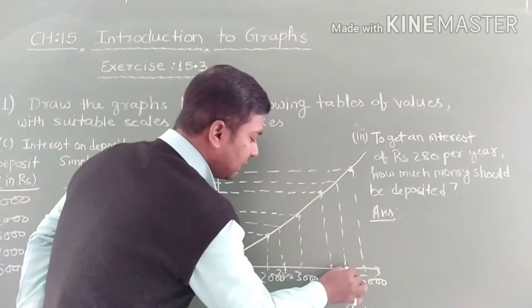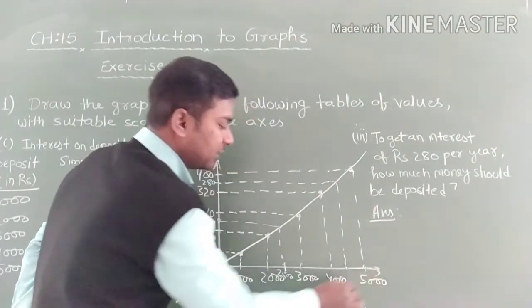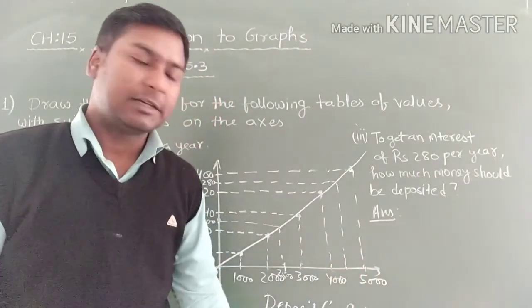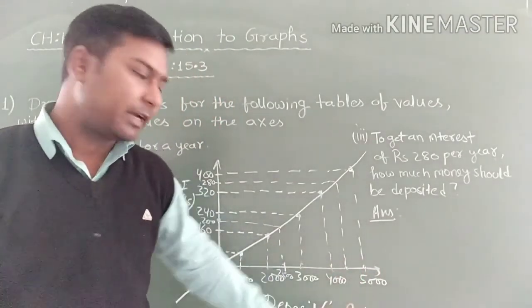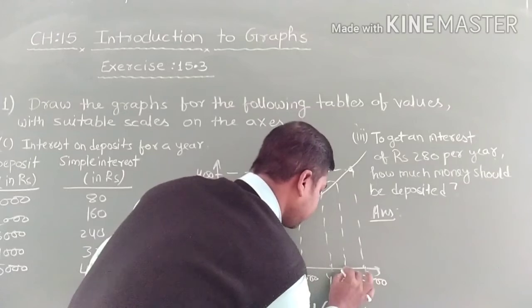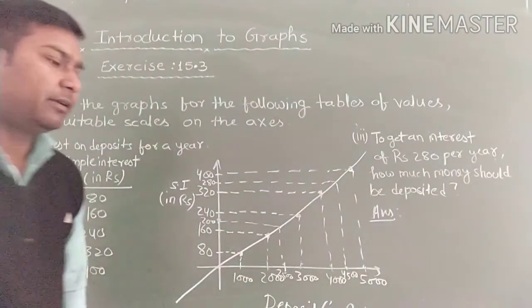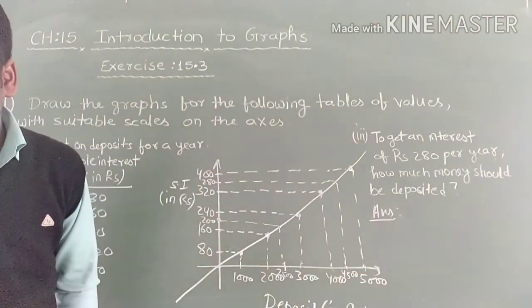That is at this point, 4,000 and 5,000. In between 4,000 and 5,000, what is the deposit? 4,500. Okay. So this will be 4,500 and the deposit will be 4,500.